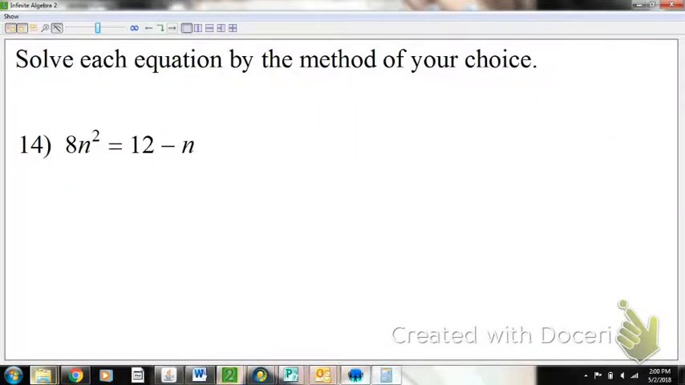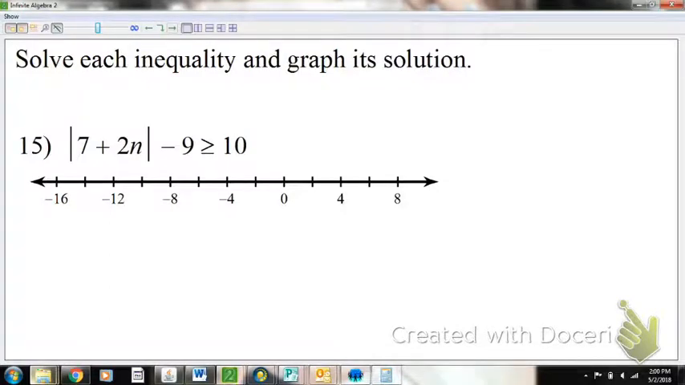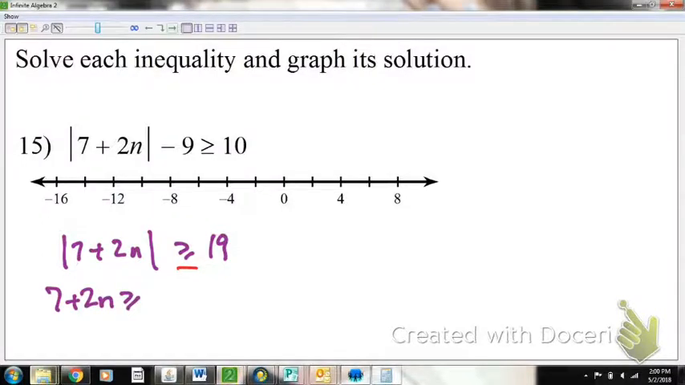All right, next example. Number 15 is another absolute value inequality. The first thing we would do is get the absolute value inequality by itself. So if you add 9 to both sides, you get absolute value 7 plus 2n is greater than or equal to 19. Now we're going to split it. Remember, greater is or. So this is going to be 7 plus 2n is greater than or equal to 19, or 7 plus 2n is less than or equal to negative 19.